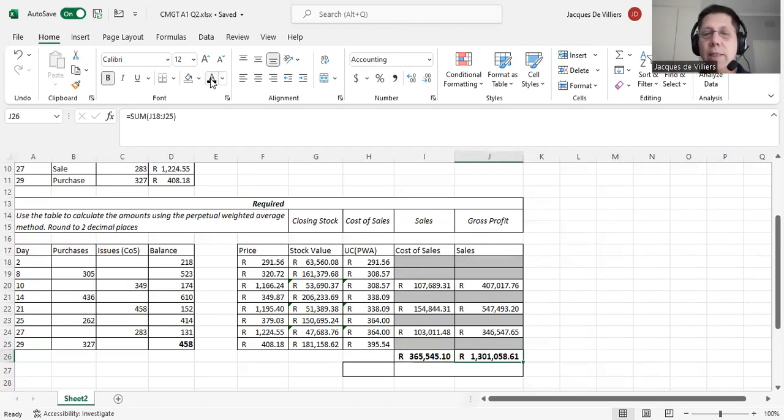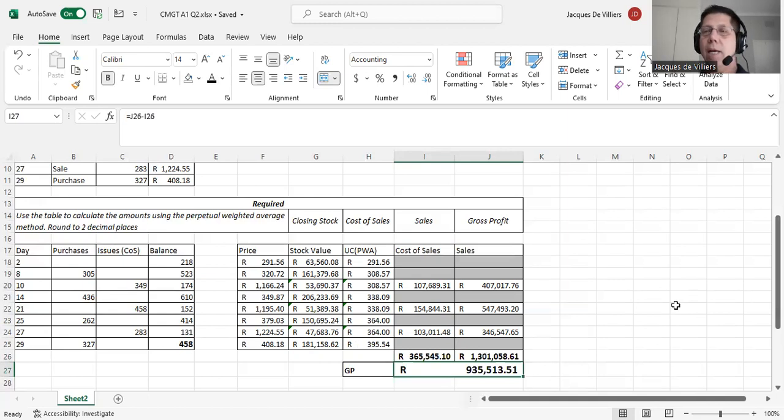Okay, and now we can see that our sales for the month was 1.3 million, and our cost of sale was 365,000. And we know that the gross profit is the difference between our sales and our cost of sale. So we simply subtract the 365 from the 1.3 million, and we get our gross profit. Our gross profit for this month was close to 1 million, was a good month.